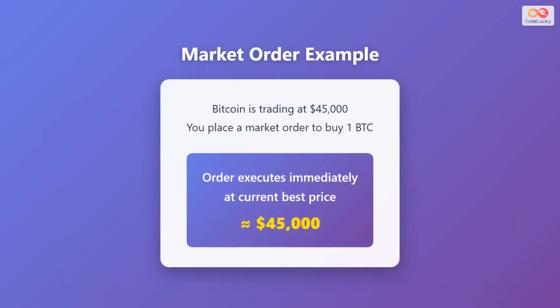Let's look at a practical example. Suppose Bitcoin is currently trading at $45,000. You decide you want to buy one Bitcoin right now using a market order. The moment you submit this market order, it will execute immediately at the best available price, which is approximately $45,000. You might get it at exactly that price, or it could be slightly higher or lower depending on market conditions at that exact moment. But the key point is that your order fills instantly, and you now own one Bitcoin.